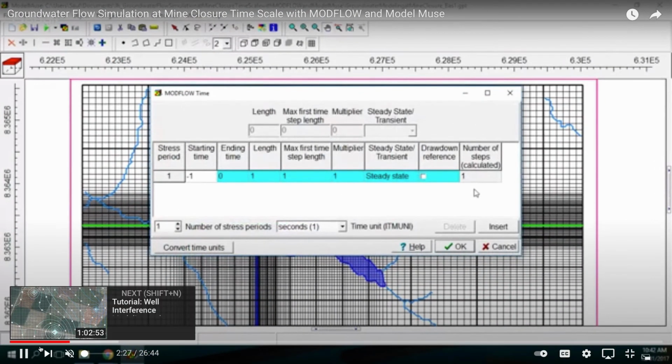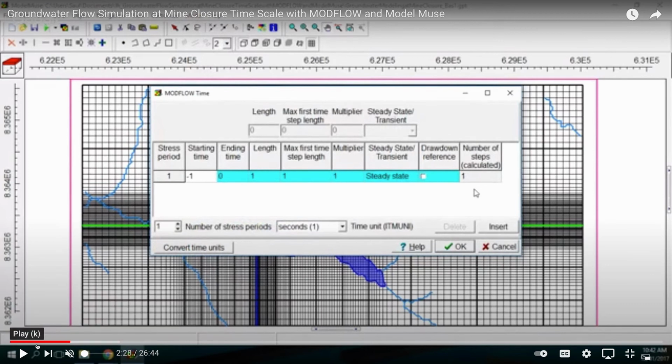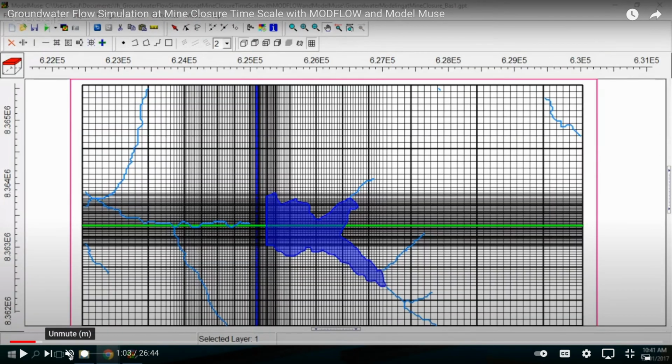I'm not sure what's going to come out of here. This is something that shows groundwater flow simulation at mine closure timescale. So this is kind of interesting.